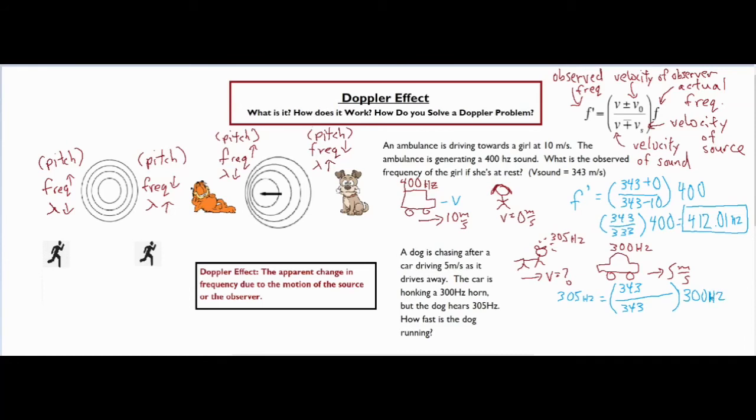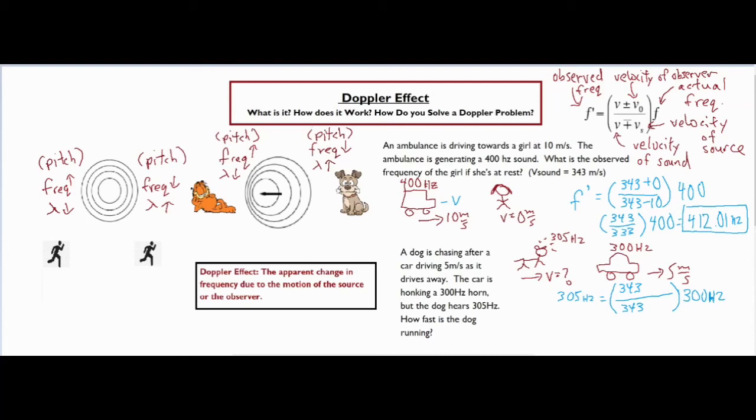Okay, so again, we have to decide what each of the velocities is doing to the frequency, and then add or subtract them to these 343s to get the result that we're looking for. So if the car is driving away from the dog at 5 meters per second, it's trying to make that distance greater. So if it's trying to make that distance greater, that means it's going to decrease the frequency because it's moving away from the person hearing it, causing those sound waves to hit their ear less frequently. So that is the velocity of the source, okay?